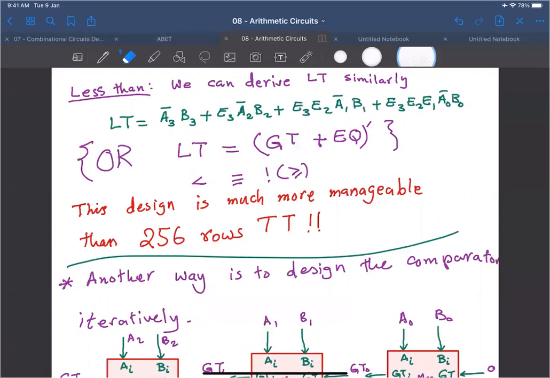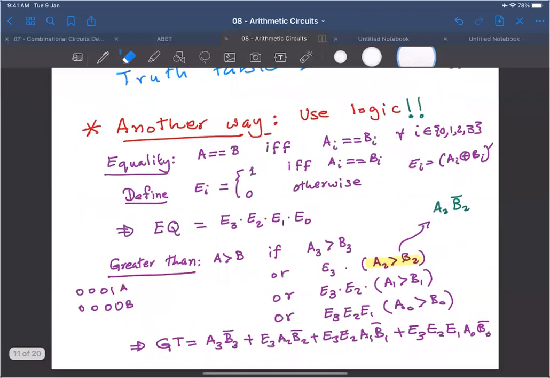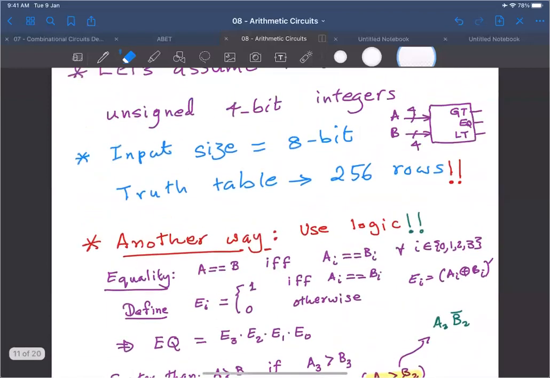Last lecture we discussed how to implement a magnitude comparator circuit. We made a concrete example of a 4-bit magnitude comparator, but the idea can be generalized to any number of bits. We came up with some expressions using some logic.